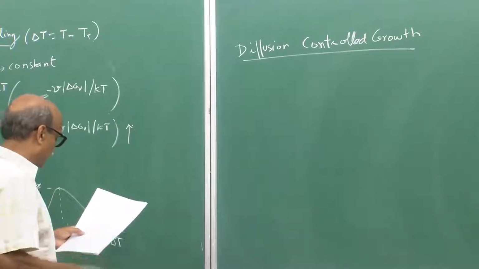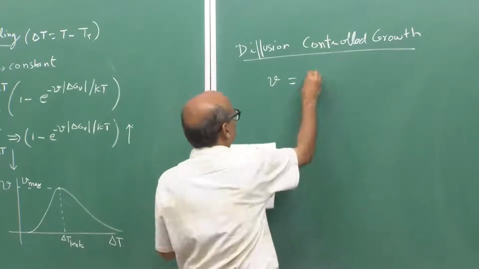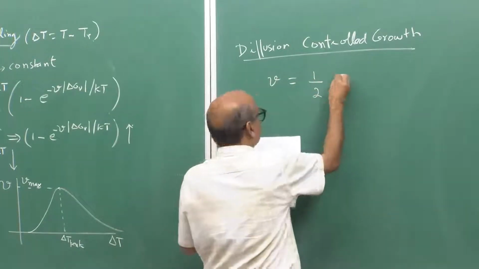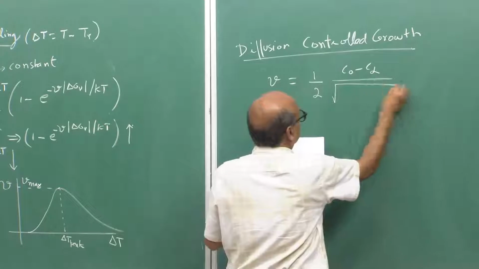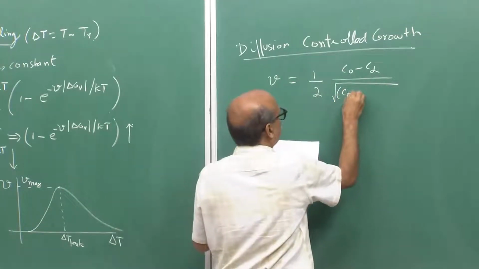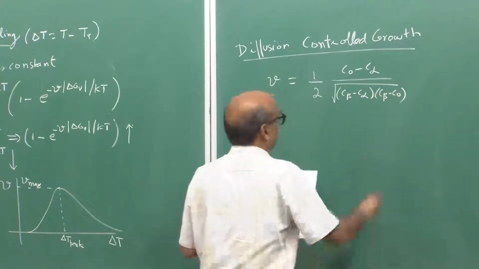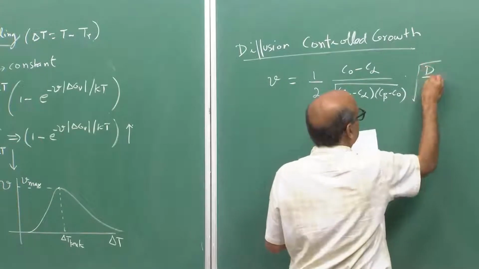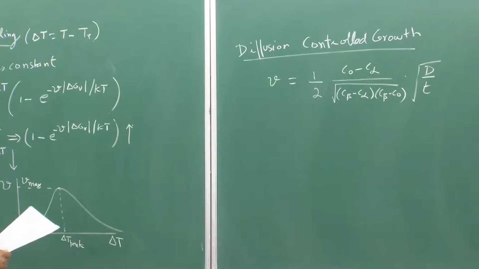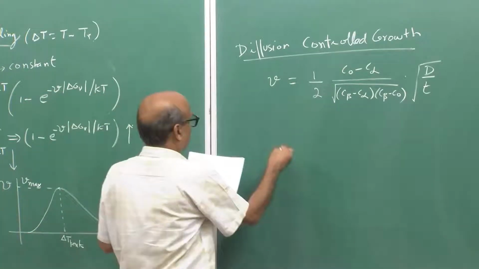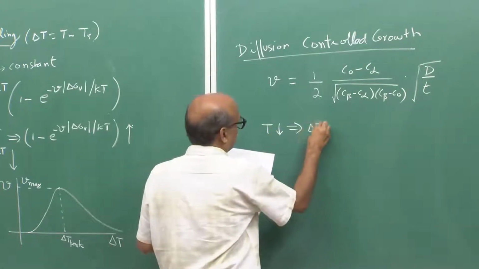In the case of diffusion control, in the last lecture, we had the growth rate written as V equals half C0 minus C alpha, the supersaturation, divided by square root of C beta minus C alpha times C beta minus C naught multiplied by square root of D upon t. So, let us look at what happens here. As the temperature of transformation is reduced, that means the undercooling is increased.